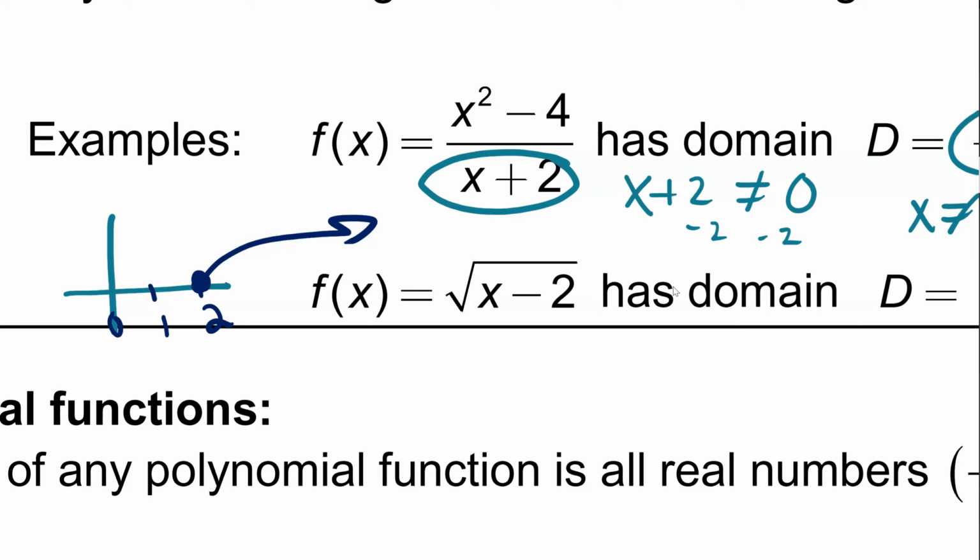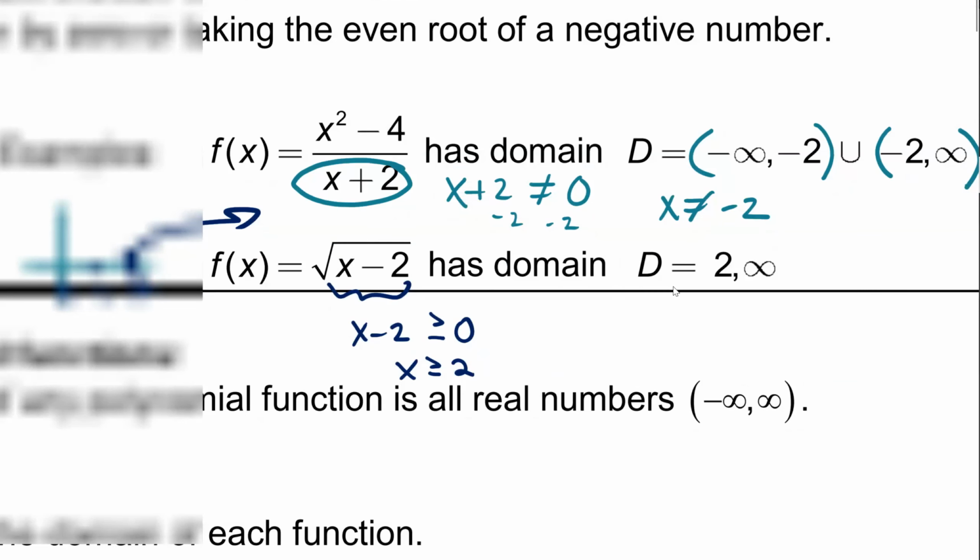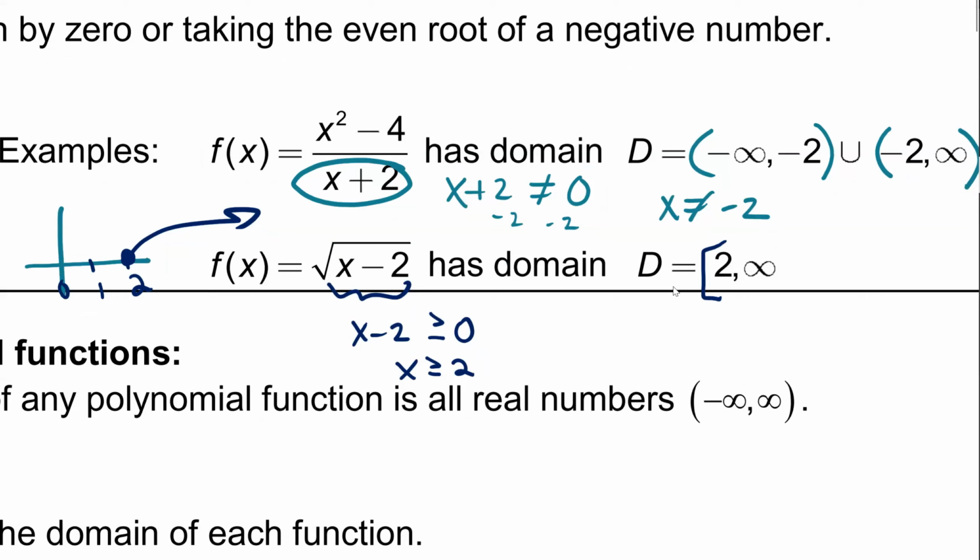So the domain, the x, is only going to be from 2 to infinity. The way we figure that out is we set whatever's inside the radical greater than or equal to 0, and this is only for even roots. So I see x has to be greater than or equal to 2. So my domain is literally going to be 2 to infinity. We're including 2 because I can plug in 2. Square root of 0 is 0. That's fine.